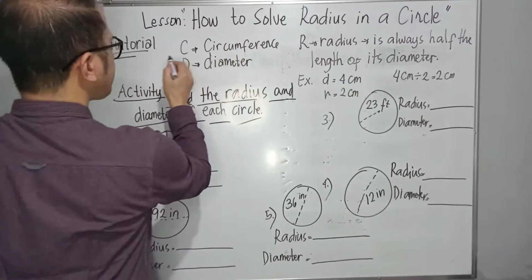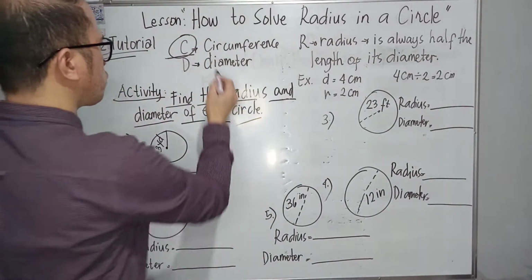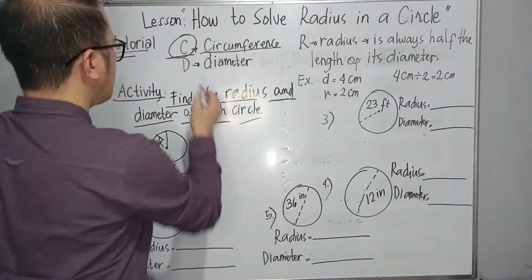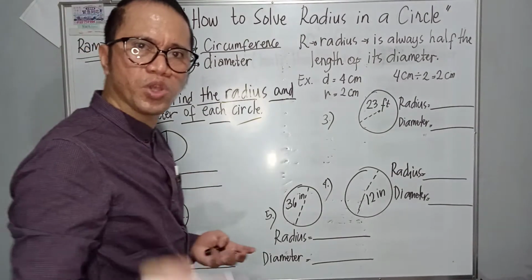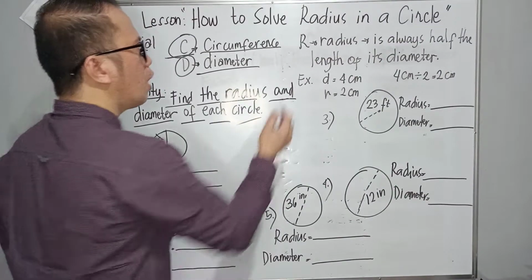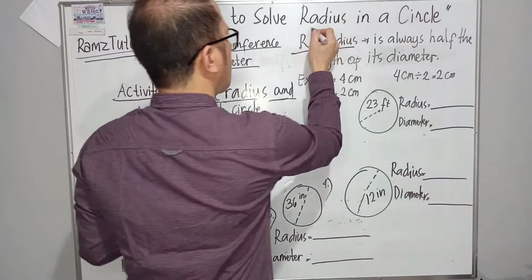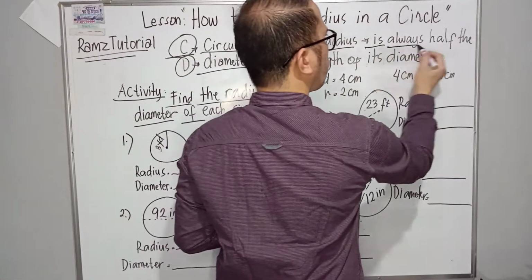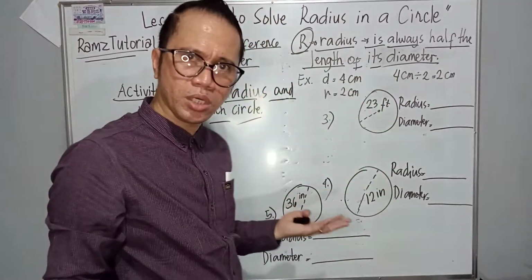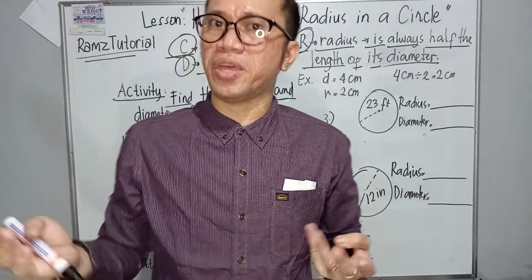First, what is letter C, teacher? Letter C, my dear viewers, is related to the circumference of a circle. D refers to the diameter of a circle. R refers to the radius. That means to say, remember, the radius is always half the length of each diameter. Okay, remember that, half the length of each diameter.